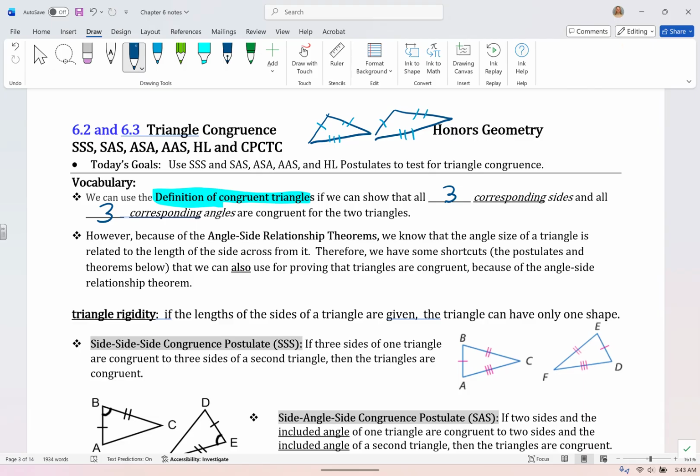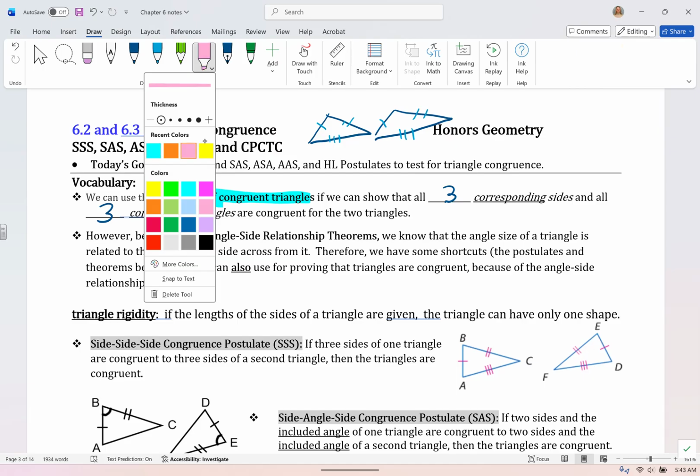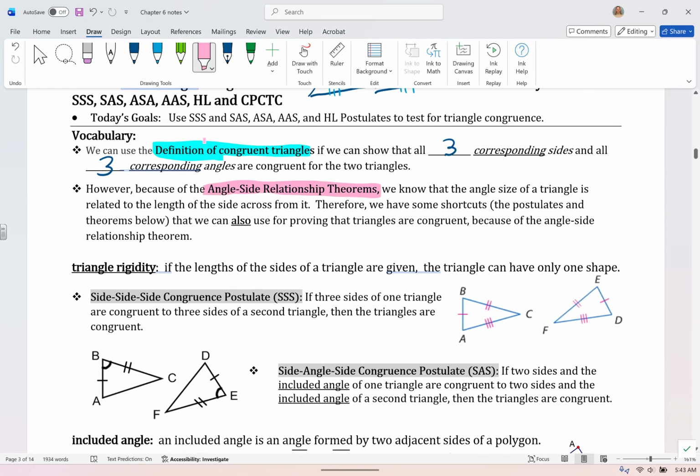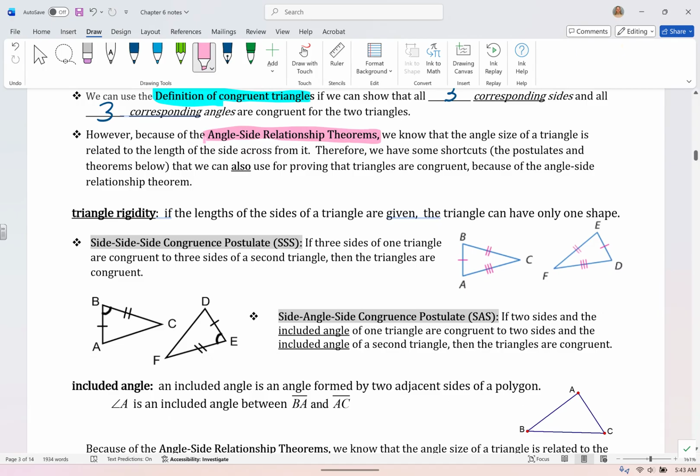And so because of the angle side relationship, the bigger the angle, the bigger the side, they're related on triangles. We know that the angle of a triangle relates to the length of the side across from it. So we have some shortcuts. There are some postulates and theorems below that we can use to help us show that two triangles are congruent to each other, because of that relationship.